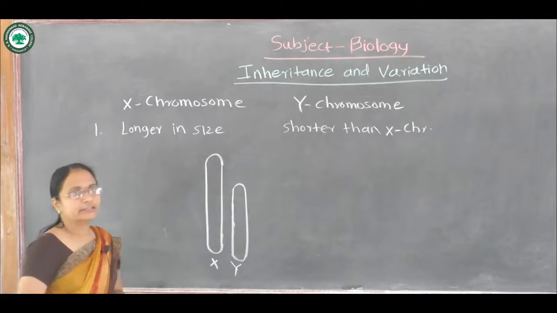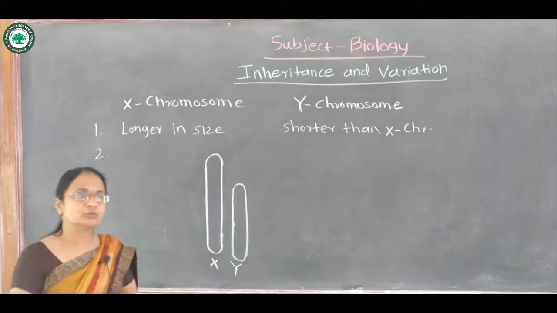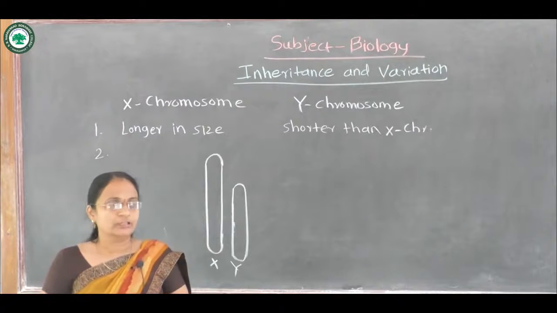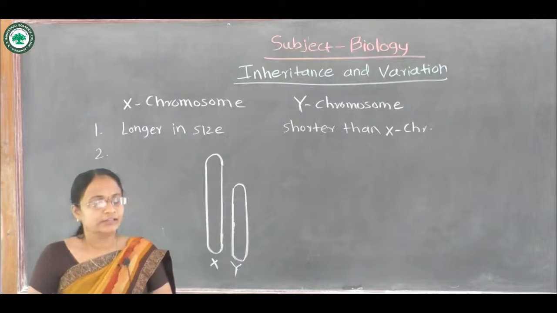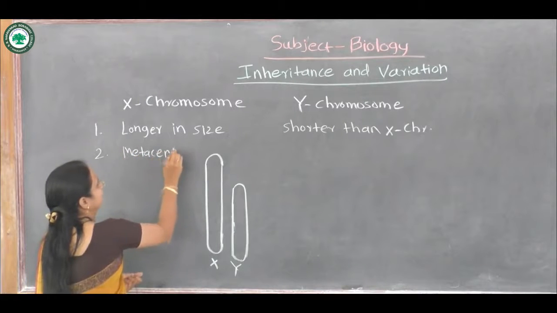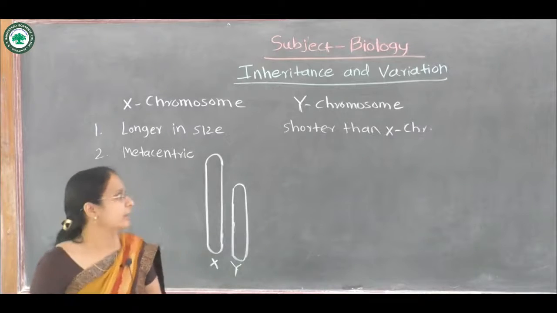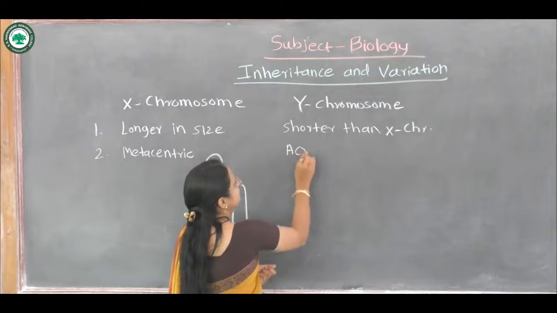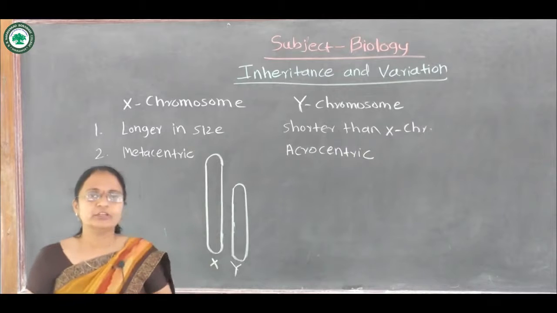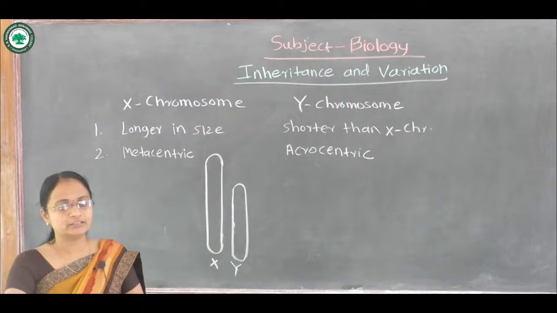We have shown the types of chromosome on the basis of the centromere position, that is the telocentric, acrocentric, metacentric and submetacentric. The X chromosome is a metacentric chromosome, means the centromere is present at the center, and the Y chromosome is an acrocentric chromosome. Here the centromere is far away from the center, not exactly present at the center.